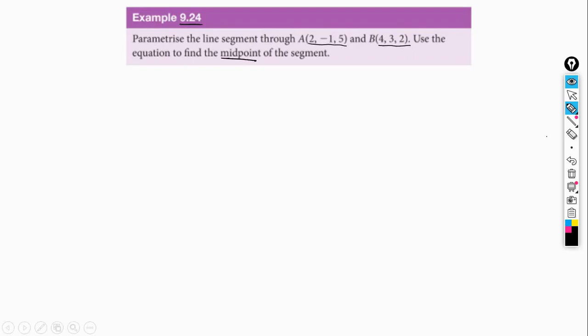So we said that in order to parameterize a line segment, we would say r of t is equal to (1 minus t) times vector OA plus t times vector OB. And we restrict the values of t to between 0 and 1, not including 0 and 1.